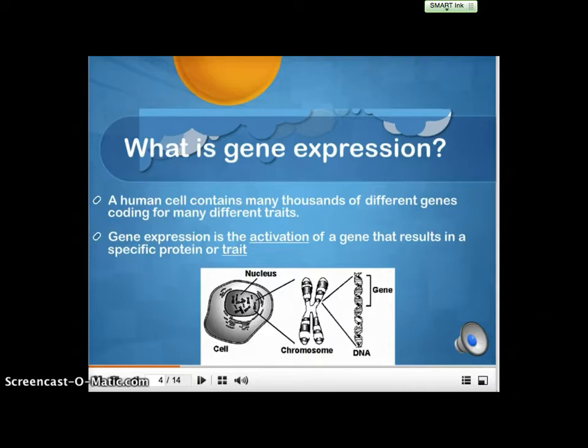You can see that in this cell, there are several chromosomes. A normal body cell, if you can remember how many chromosomes it has, there are 46, and in a sex cell, 23.